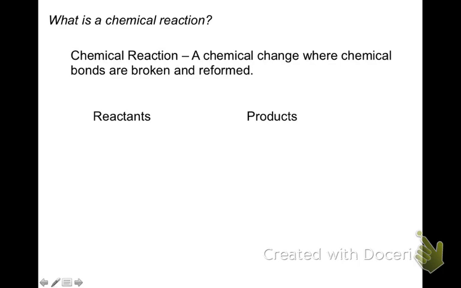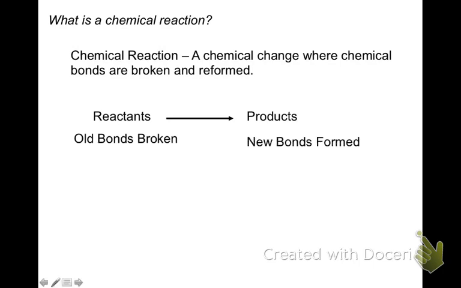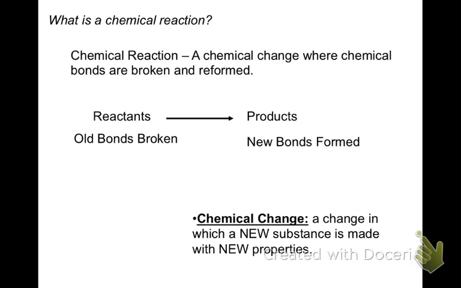So you always start with reactants on the left with an arrow to products on the right. So reactants are what we start with before the reaction takes place. Products are the new substances we make on the right as a result of making new bonds. So remember, the old bonds of the reactants are broken and new bonds are formed to make a brand new substance or substances. Those are called your products.